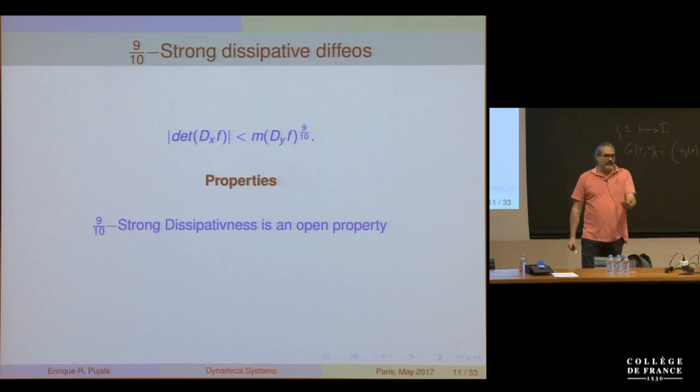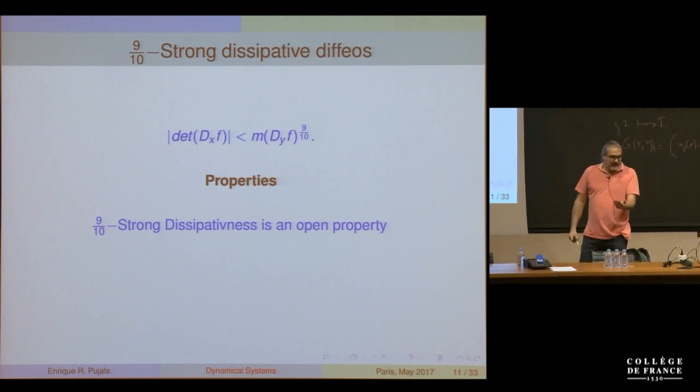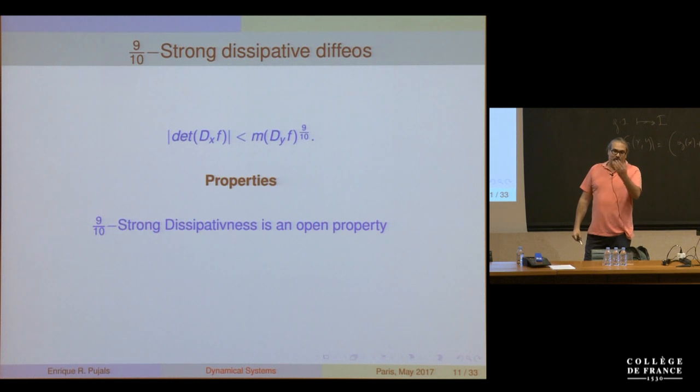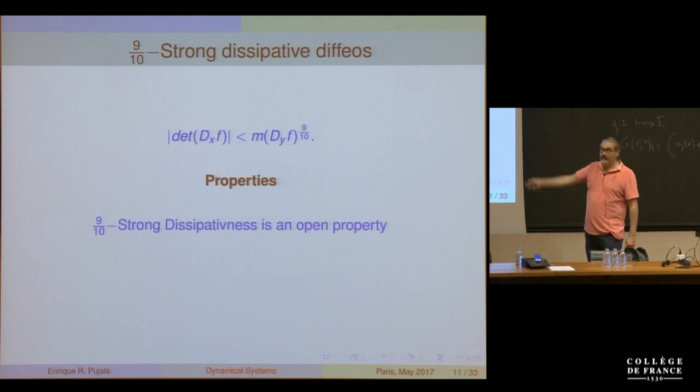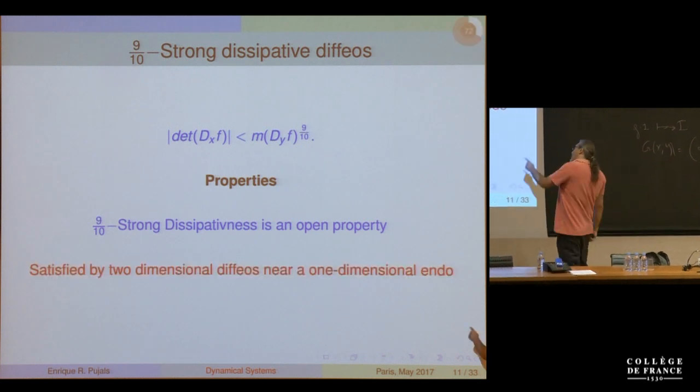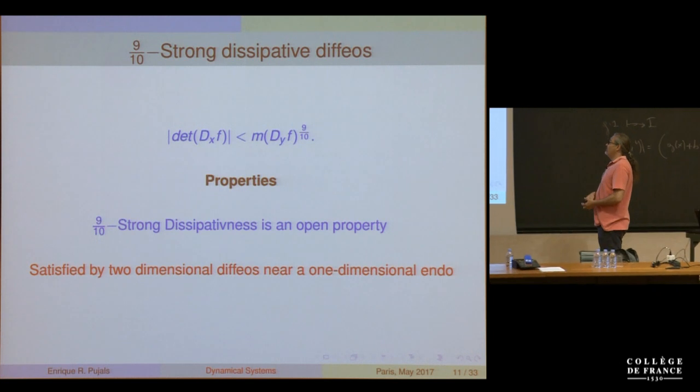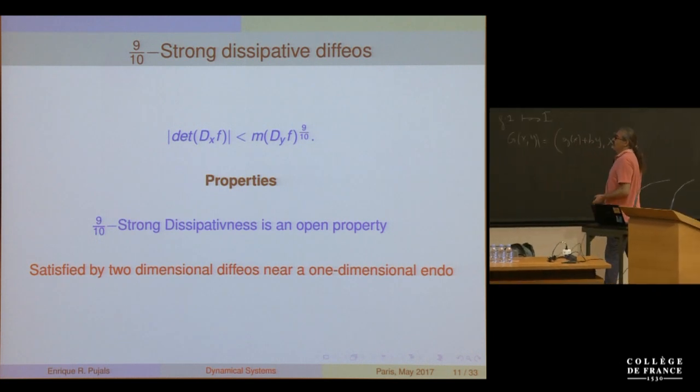In general, when you want something dynamic, you give a condition. It will be great if it's an open condition. Otherwise, you say, well, it will be meager. So this means that if your system is 9/10 strong dissipative, any one nearby is also 9/10 strong dissipative. And the second one, maybe much more interesting, is satisfied.